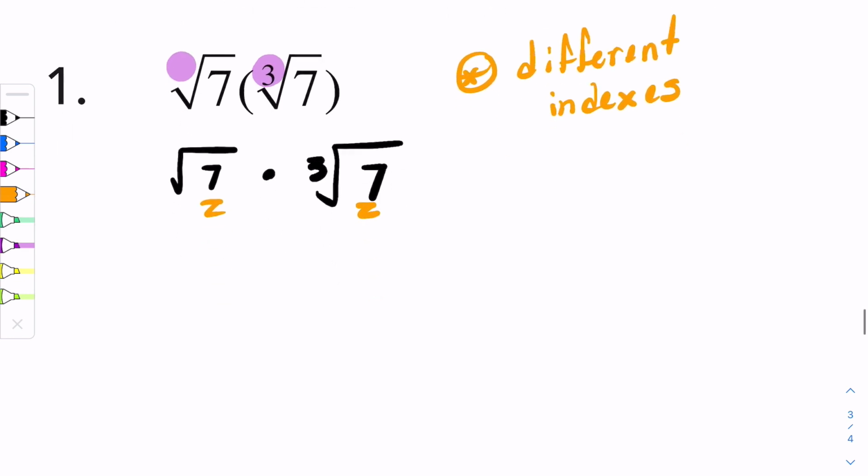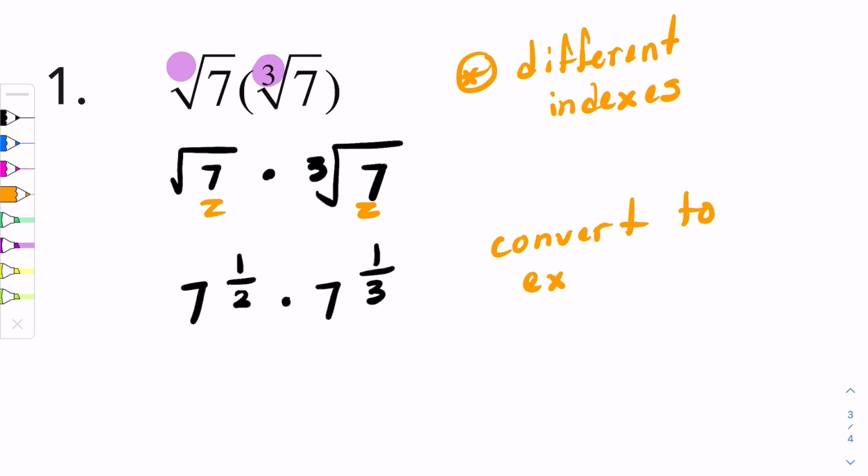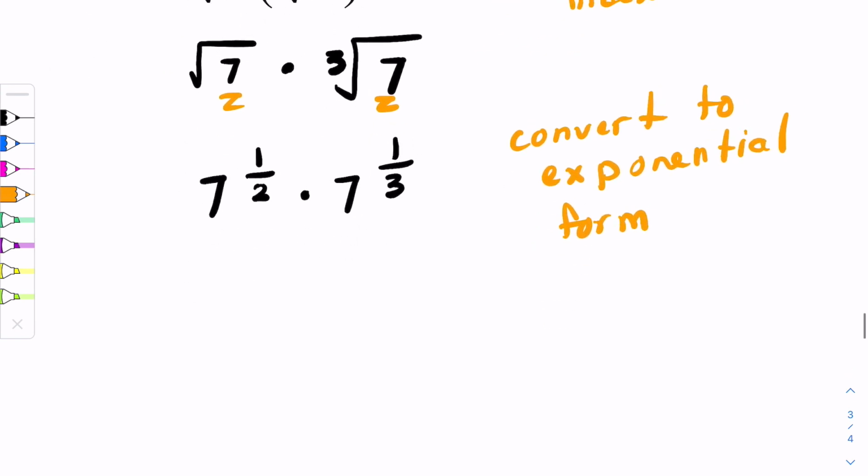but I do recognize that we will have the same base if we convert to exponential form. So that's the approach that I'm going to take. I'm going to change this to 7 raised to the power of 1/2 multiplied by 7 raised to the power of 1/3. Once you convert to exponential form, you can add the exponents.